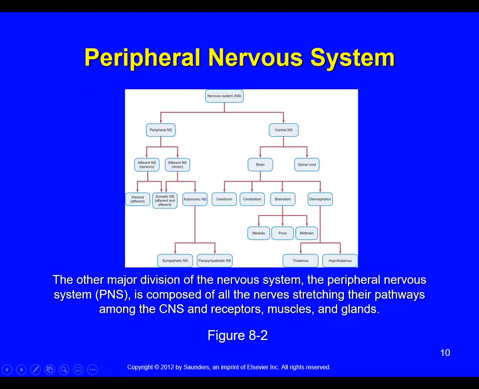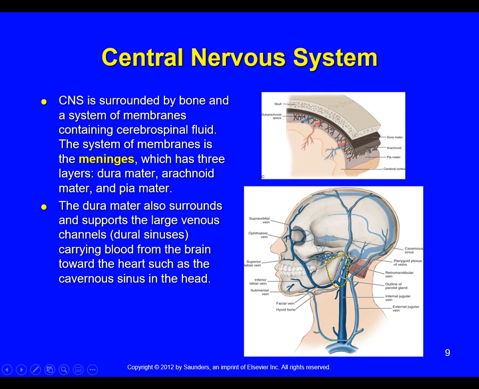There is also, just to finish, I'll go back to that slide real quick, because there's the dura mater, the arachnoid mater, and the pia mater. Those are the other two layers in this picture up above. But the dura mater is the one that surrounds and supports large venous channels in the brain.